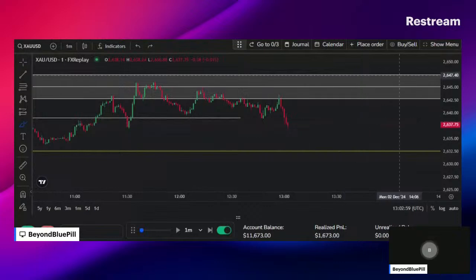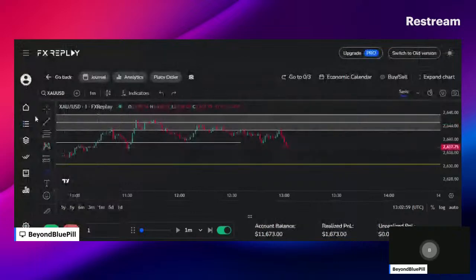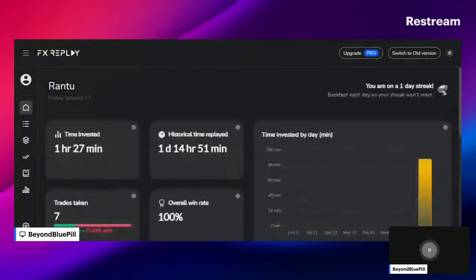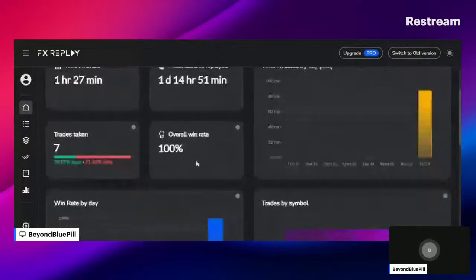You wanna see something? Let me show you the analytics. Zero loss. Wait. Look at that. 100 percent. Yeah, I definitely wanna maintain this.